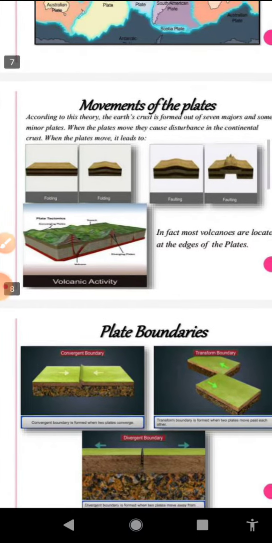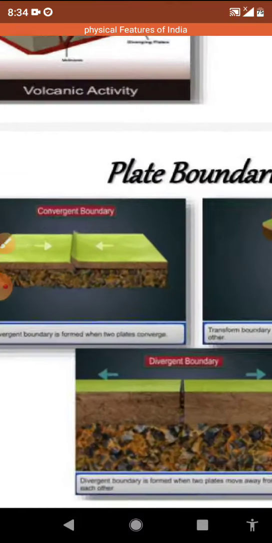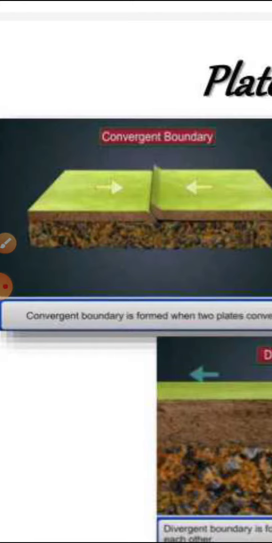Here you can see the movements that have been shown. The first movement is the convergent movement of the tectonic plates. Here you can see two plates moving towards one another. When two plates are moving towards one another, this type of movement is known as convergent movement of tectonic plates, and these plates form a convergent boundary.